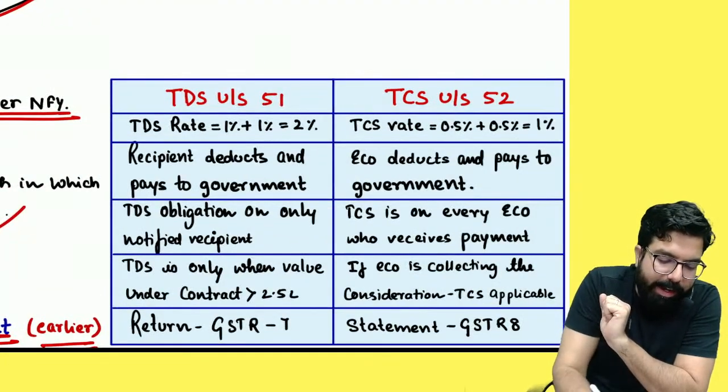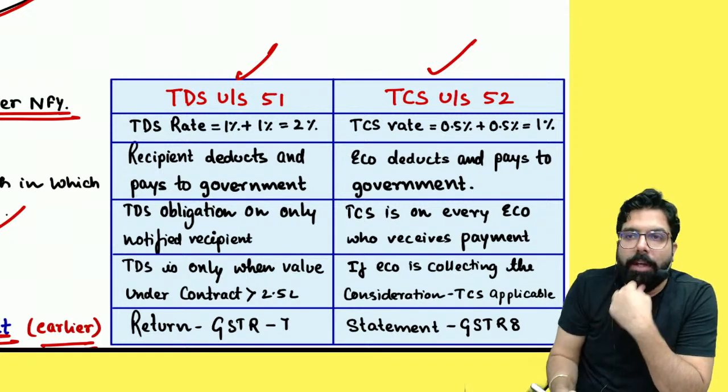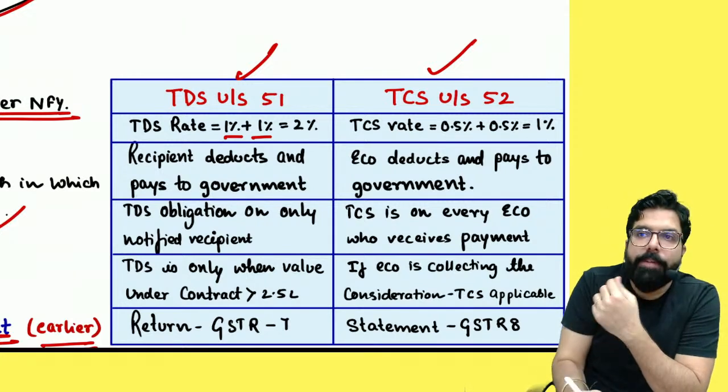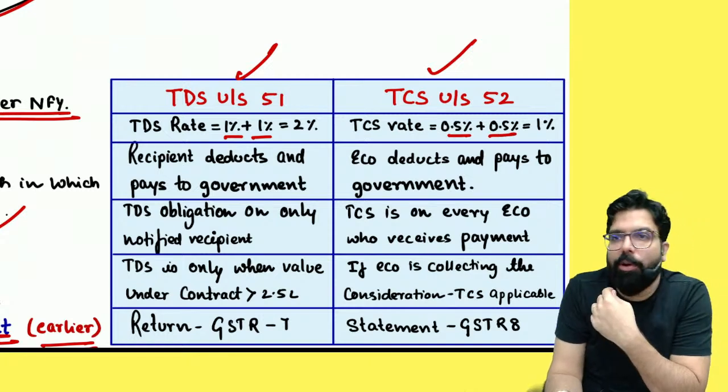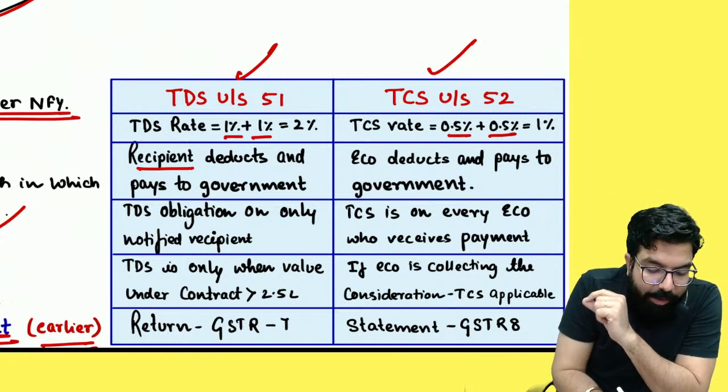Tell me one thing, TDS and TCS, what is the difference? TDS, the rate is 1 plus 1. TCS, the rate is 0.5 and 0.5. This, who will deduct?